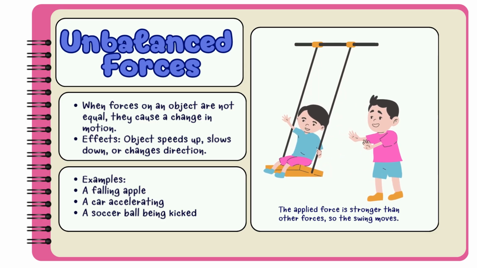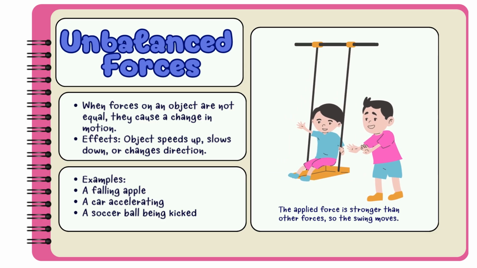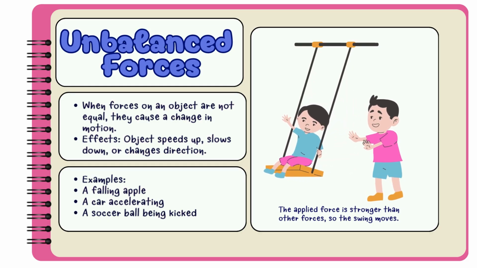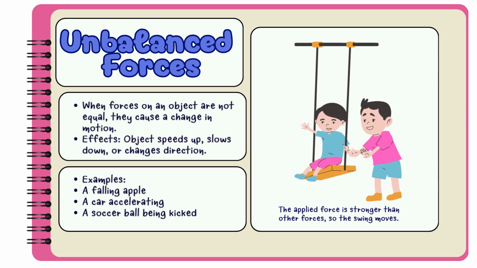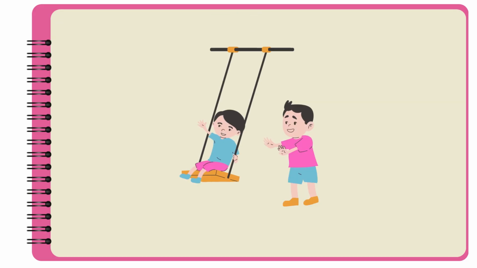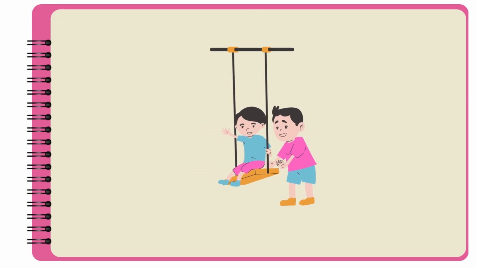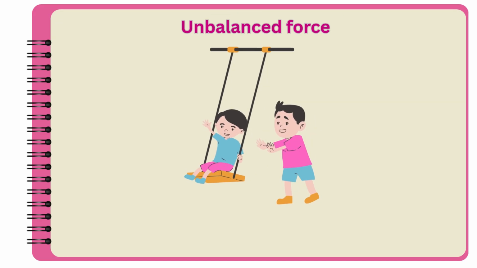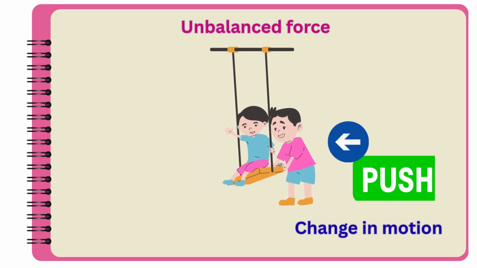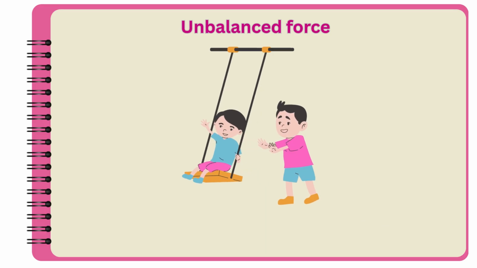It's stronger than the forces like gravity and air resistance which are acting on her, and this unbalanced force causes her to move faster or change direction, swinging back and forth. So this swing is an example of unbalanced force. This push clearly shows how an unbalanced force leads to a change in motion, making the swing move.